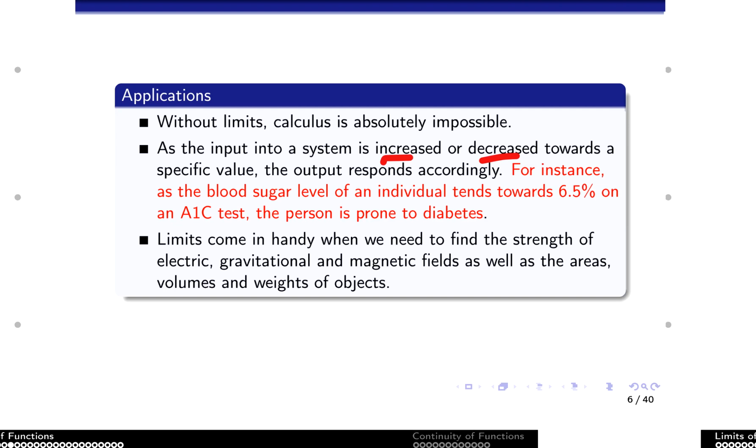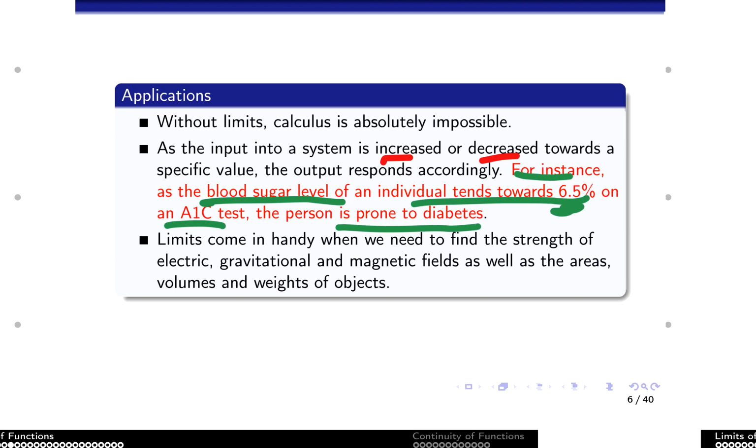For instance, as the blood sugar level of an individual tends towards 6.5% on the A1C test, the person is prone to diabetes. So you see, almost every human being takes sugar, right? But many people take sugar and they never develop diabetes. The fact is that once your sugar level reaches a particular level, then you're prone to diabetes. The test for diabetes is called the A1C test, and once your blood sugar level is approaching 6.5%, it means that your body is prone to diabetes.